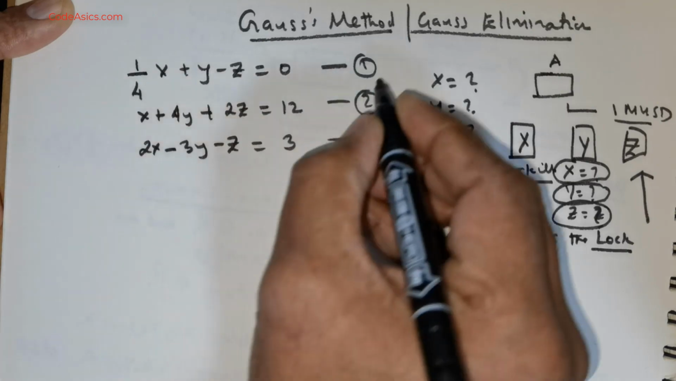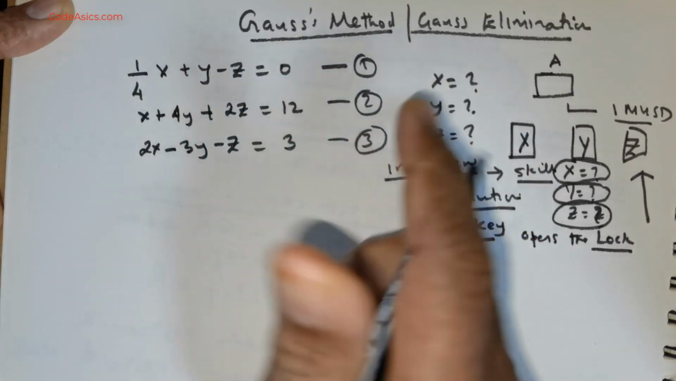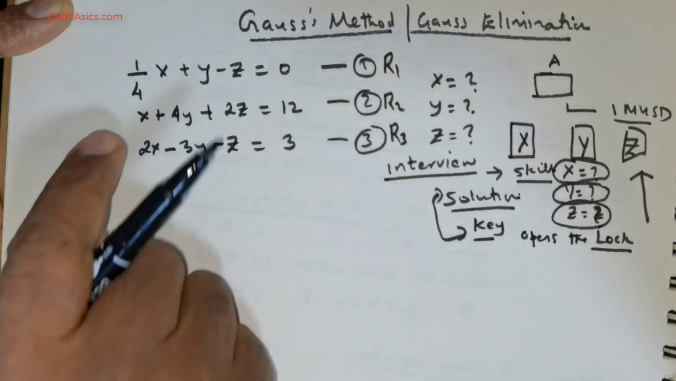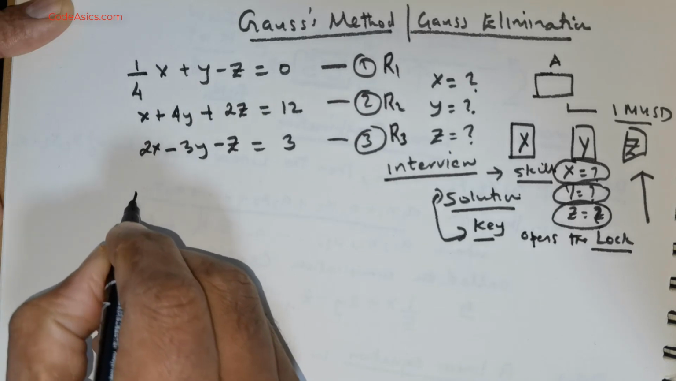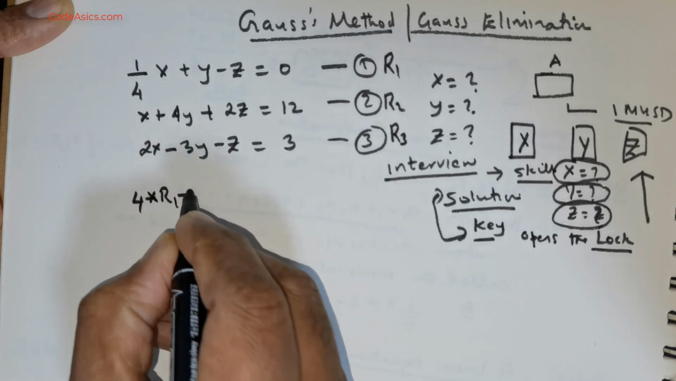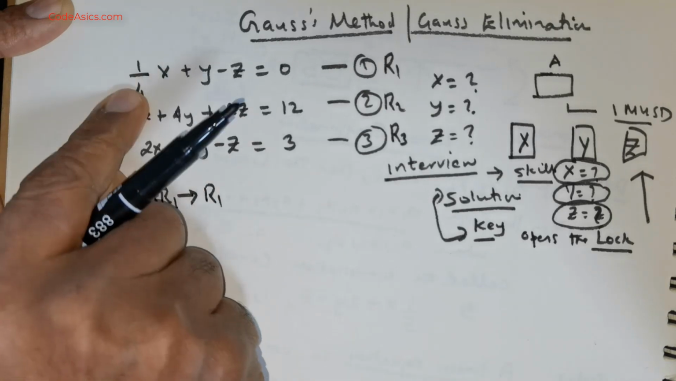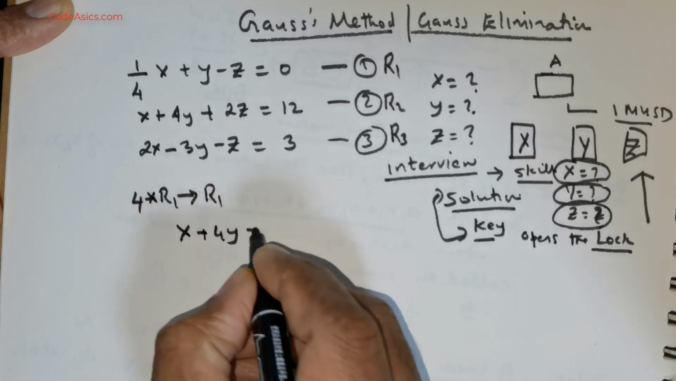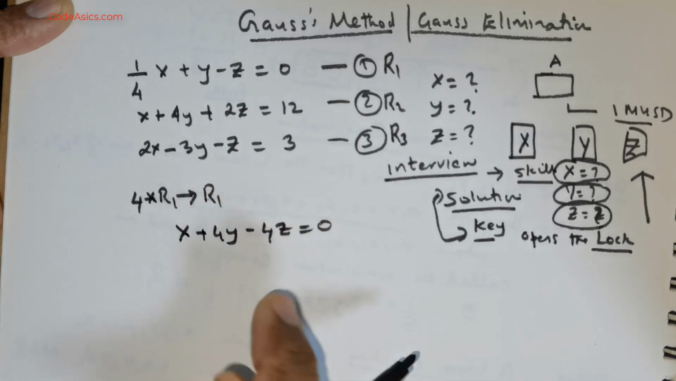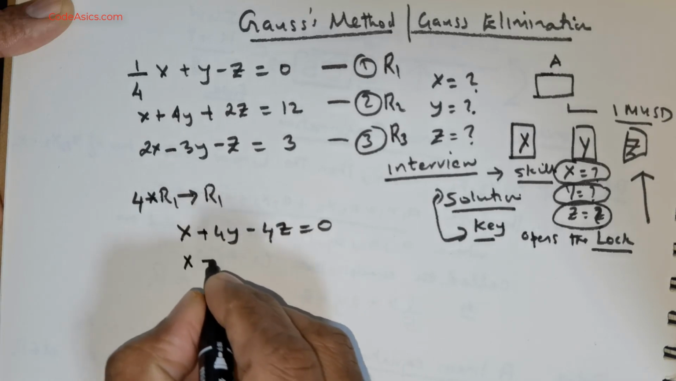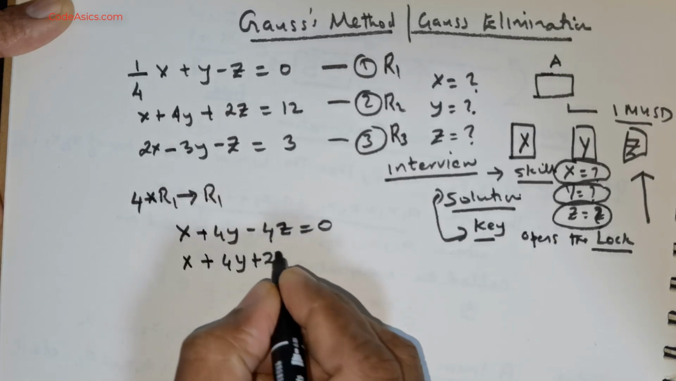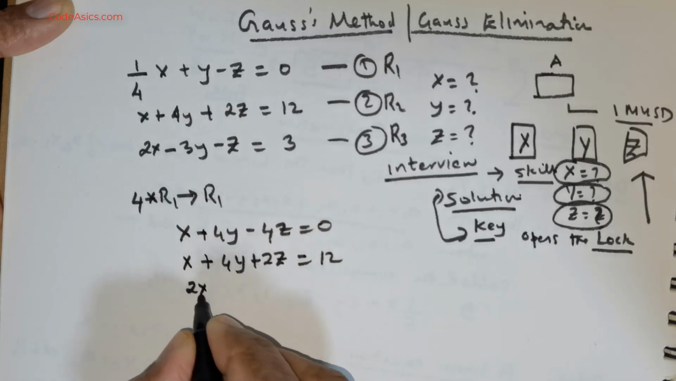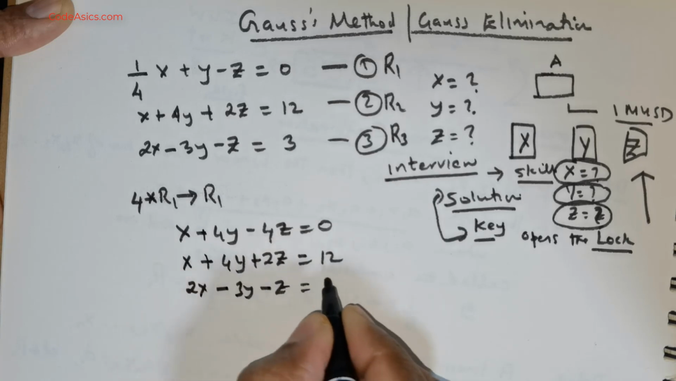I'm going to call each of these equations row 1, row 2 and row 3. Foremost, I'm going to multiply row 1 by 4 and write it as row 1, because I don't want this 1/4. Multiplying throughout gives x plus 4y minus 4z is equal to 0. Now rewrite row 2: x plus 4y plus 2z is equal to 12. And then row 3: 2x minus 3y minus z is equal to 3.